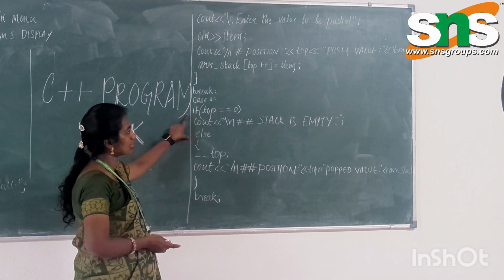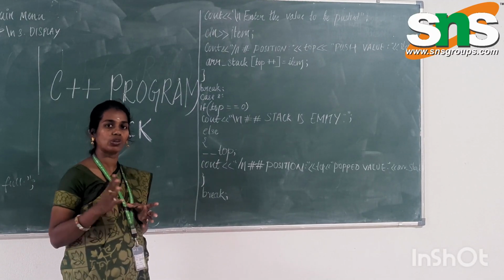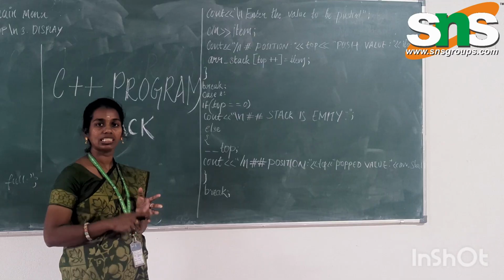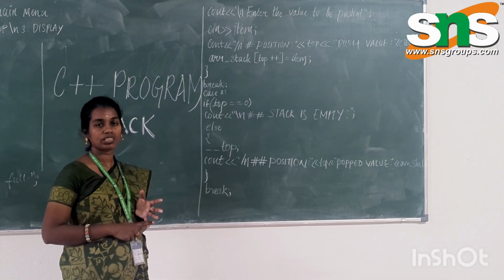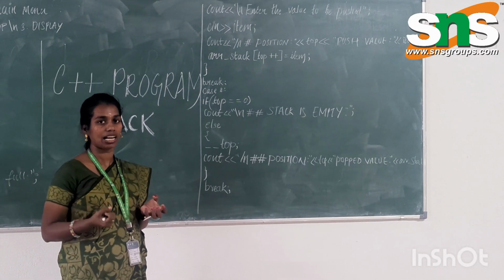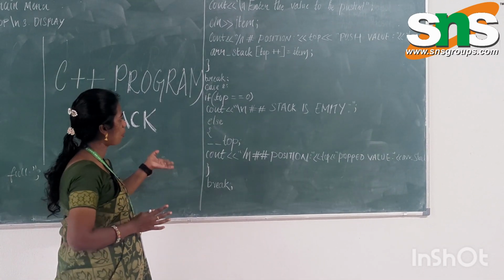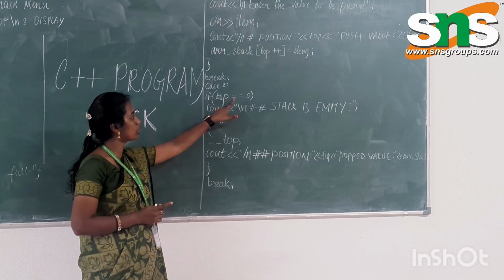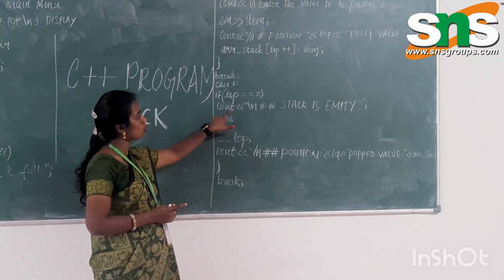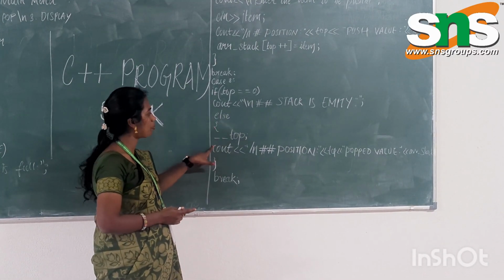In the second case, we do the pop operation. Pop is nothing but deleting one element from the stack. For that, we first have to check whether the stack is empty. If the stack is empty, we cannot delete any item from the stack. So that condition should be checked first in the pop operation. If top is equal to 0, that means there is nothing inside the stack, so we display cout stack is empty. Otherwise, if this condition fails, we do the pop operation.